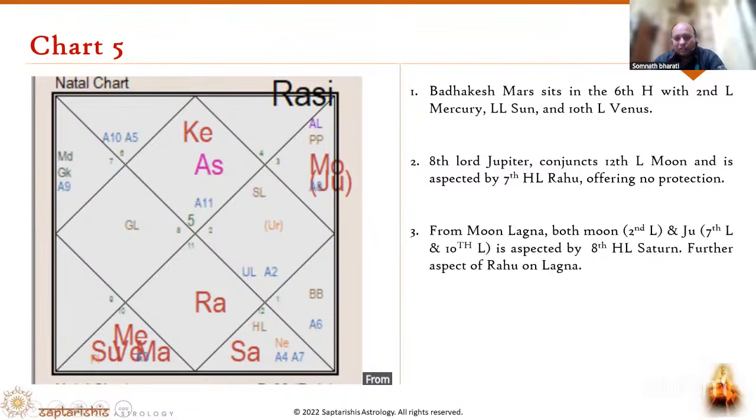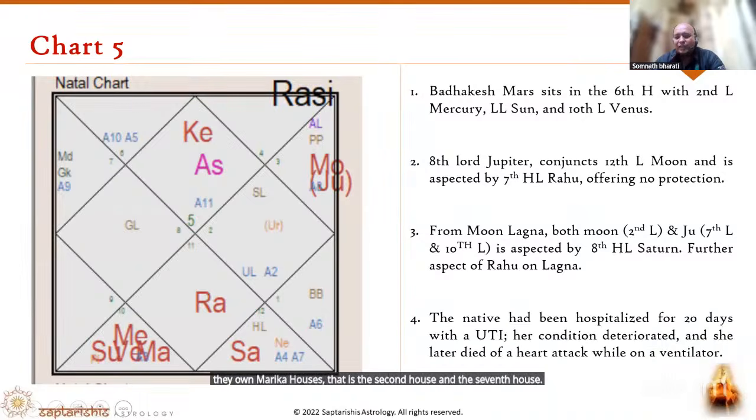From Moon Lagna, both the Moon and the Jupiter are being aspected by the eighth lord Saturn. There is a further aspect of Rahu on Lagna, and in this case, Moon and Jupiter own Maraka houses, that is the second house and the seventh house.